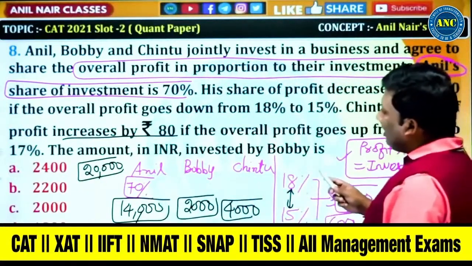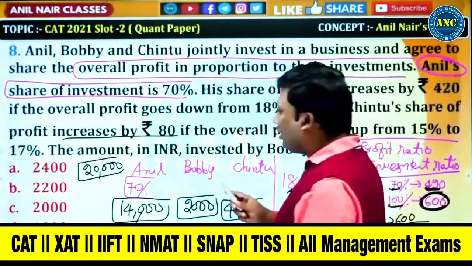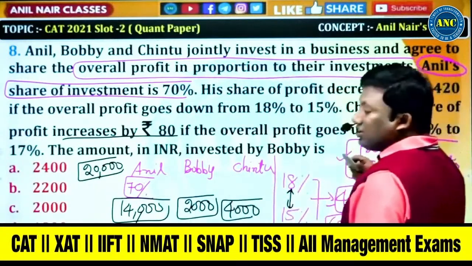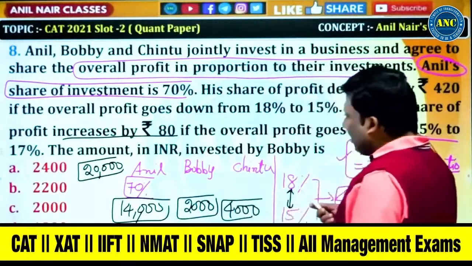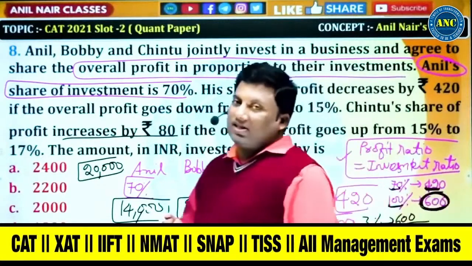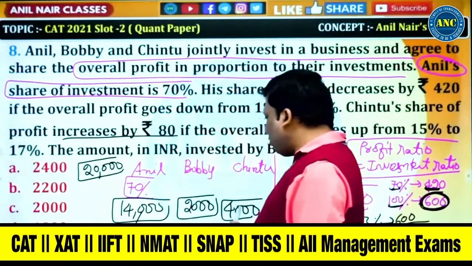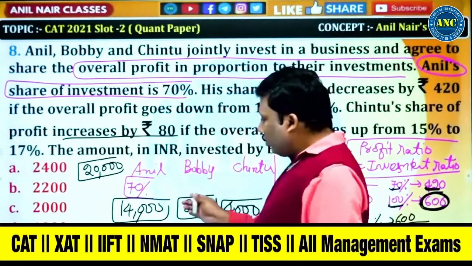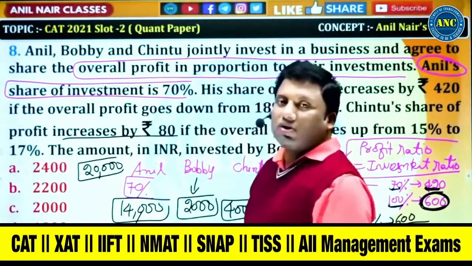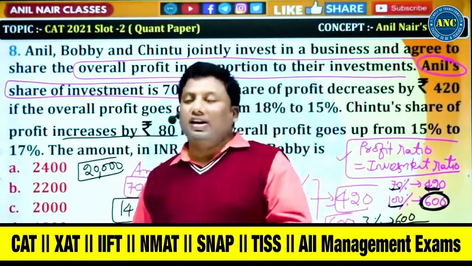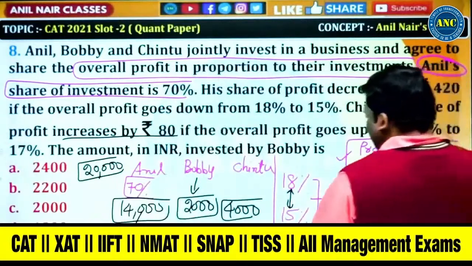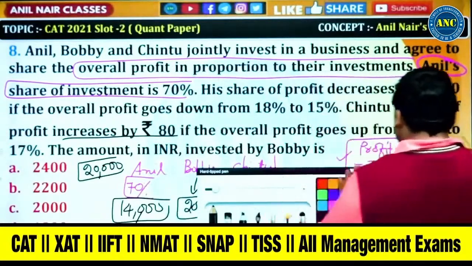Chintu's share increases by 80. There is no other information on Chintu. So 15 to 17, a 2% increase is 80, 1% is 40, 100% is 4,000. So 14,000, 4,000, 2,000. How much has Bobby invested? 2,000. I hope the idea is clear. If you understand this particular step, you will get the answer.